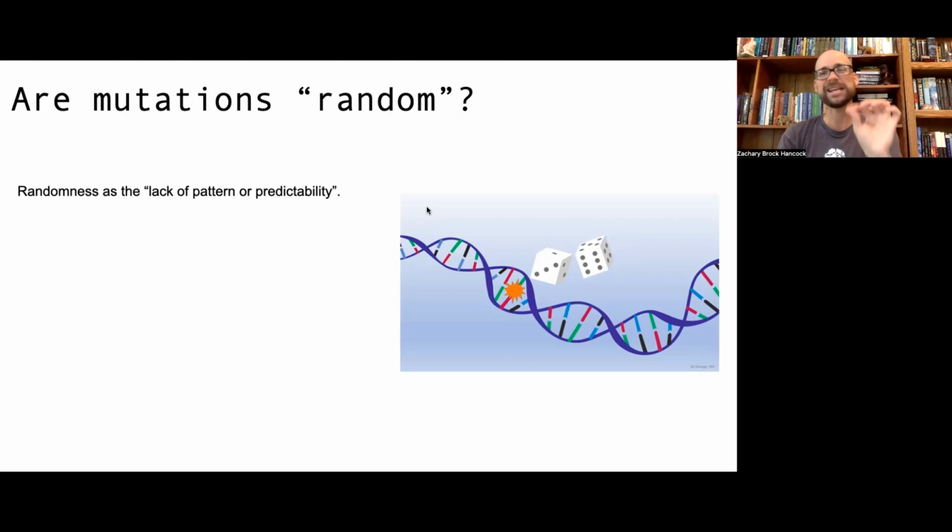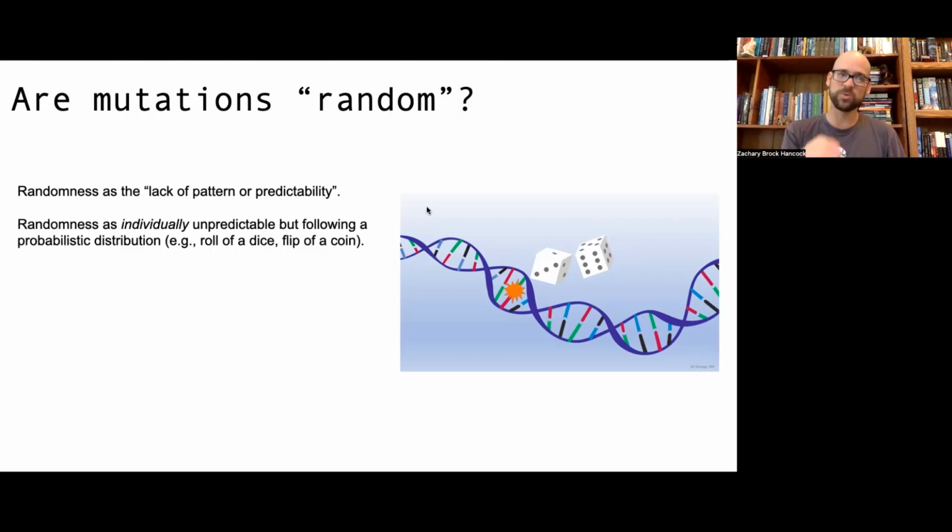So I think this is an incorrect way of thinking about randomness with respect to mutation. Secondly, we could say randomness as individually unpredictable, but that follows a probability distribution, such as rolling a dice. You roll a dice, I can't tell you what the exact roll that you are going to get is, but I can tell you the probability that you roll a 6 or a 5 or a 4. Right? I can tell you the probability distribution of what you will roll.